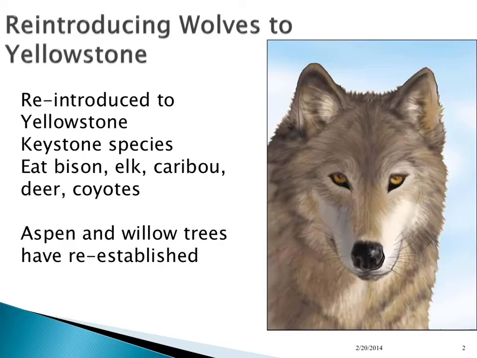Keep in mind, wolves are a keystone species. They eat bison, elk, caribou, deer, coyotes. They keep their populations in check. Without the gray wolves, the elk population grew so huge that they were eating all the aspen and willow trees, so we stopped having aspen and willow trees. In the 90s, we started reintroducing wolves back to Yellowstone National Park, and the checks and balances have really recovered since then, and aspen and willow trees have actually reestablished.